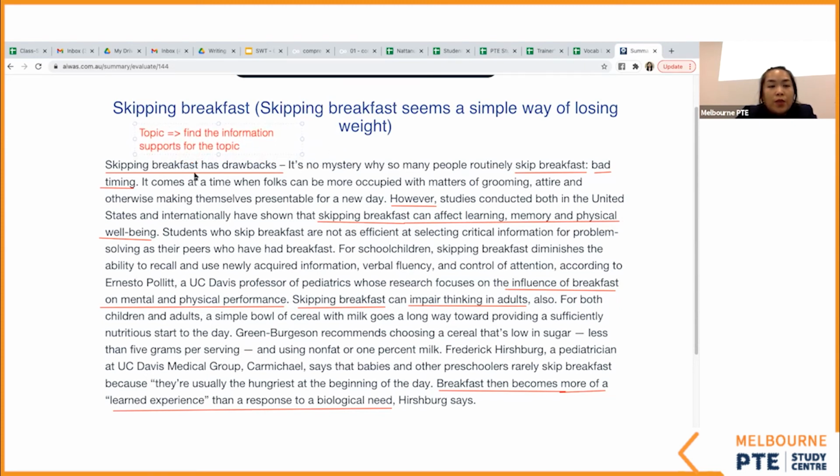You know the topic is skipping breakfast. But which one is the information that supports skipping breakfast? It has a drawback. It talks about bad timing. And if you skip breakfast, it impacts learning, memory, physical, and well-being. So that's the information that supports the topic. If you mention it in your summary, correct, you do. That's right. Then it may impact your mental and physical performance and cause impaired thinking in adults. Okay, and last one, they conclude about breakfast. How can this be important, right?